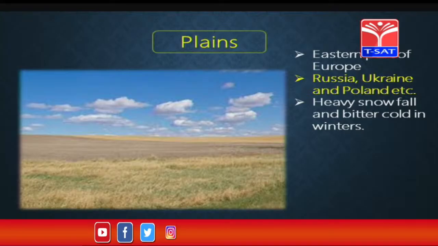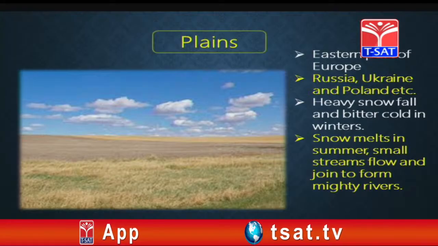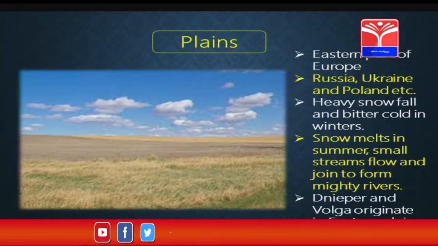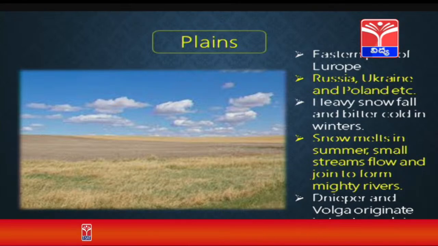Heavy snowfall is the order of the day here, and these plains get bitter cold in winter seasons. When summer approaches, snow melts and small streams flow and join to form mighty rivers. This is where great rivers like the Dnieper and Volga originate in these eastern plains.